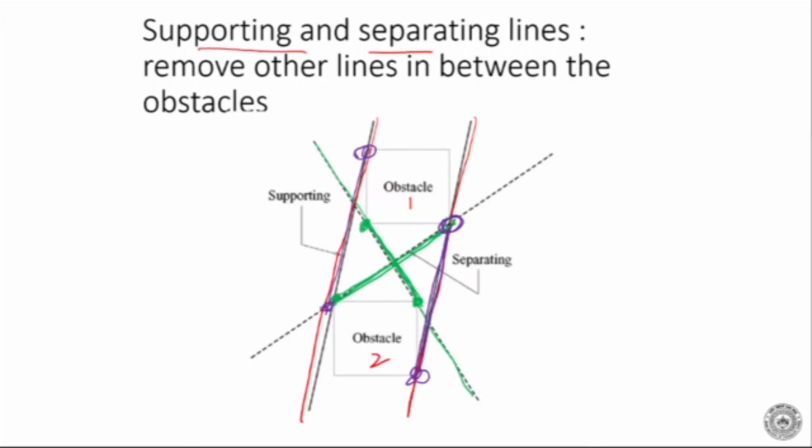So basically, if you just have supporting edges and separating edges, you don't need any other lines, because any other line coming in between will just add length, nothing else. Okay, suppose from here I go here, then I come there. This is longer than going straight like this.